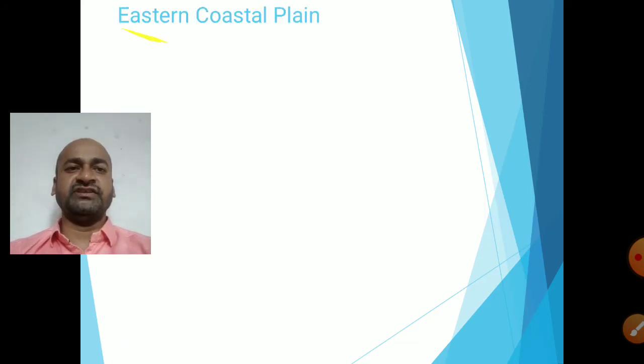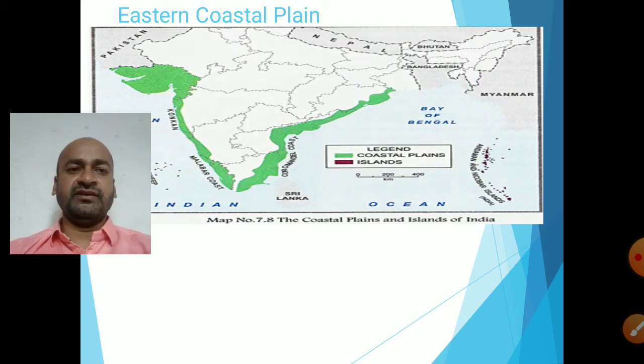Now the first one, the Eastern Coastal Plain region. The Eastern Coastal Plain lies between the Eastern Ghats and the Bay of Bengal. This entire green portion is known as the Eastern Coastal Plain region, which starts from the Subarnarekha river up to Kanyakumari.